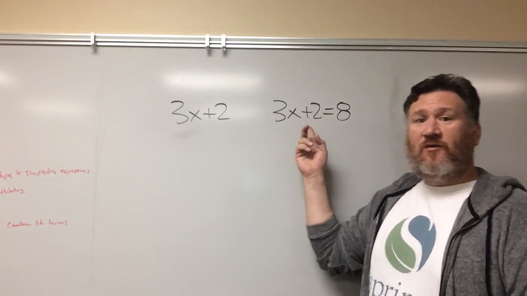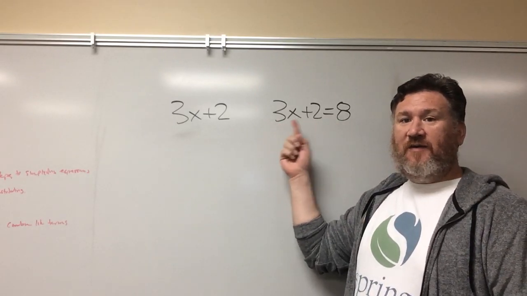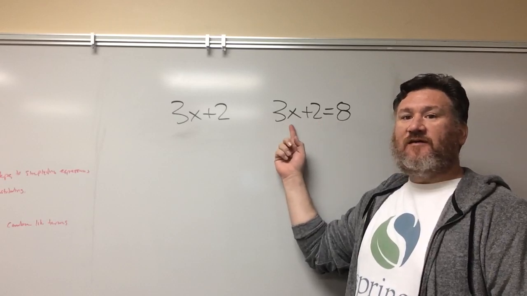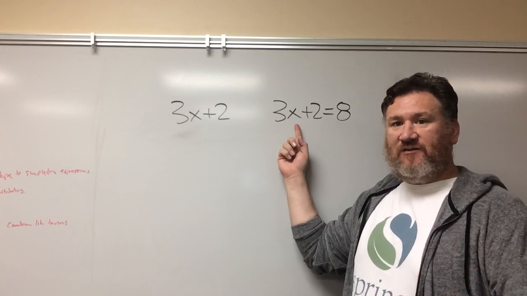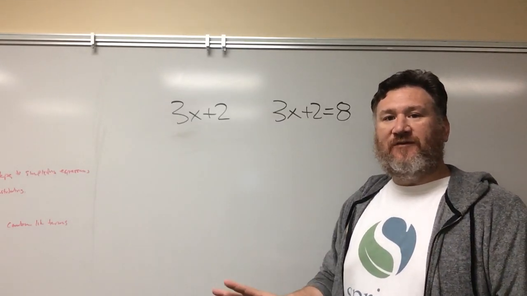Unlike this equation, we could definitely figure out what number, when we multiply it by 3 and then add 2, would give us 8. There's only one answer for this. So in this equation, we can solve it. We can find an answer. For an expression, we can't find any answer. All we can do is simplify it.